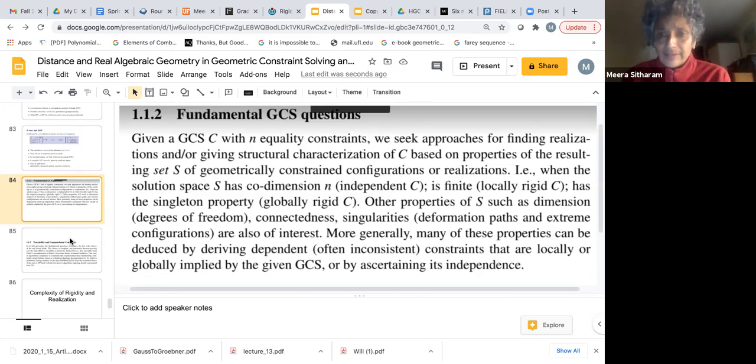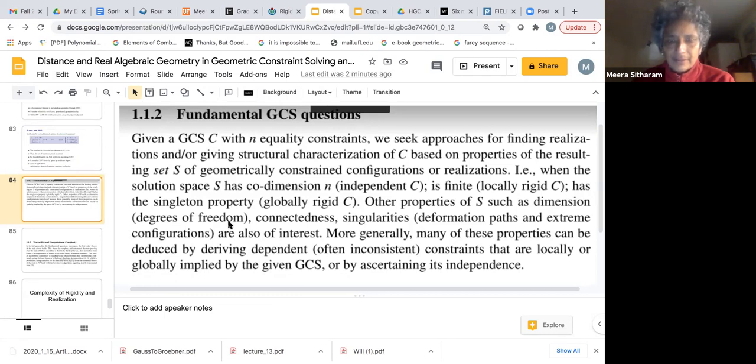And these are variations depending on whether the rank of the matrix is specified or you're only told that it's a Euclidean distance matrix. These are different questions, but they all fall under the general question of finding realizations or determining the existence of realizations.